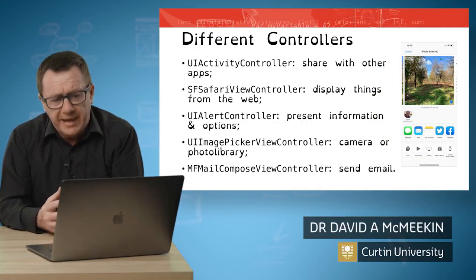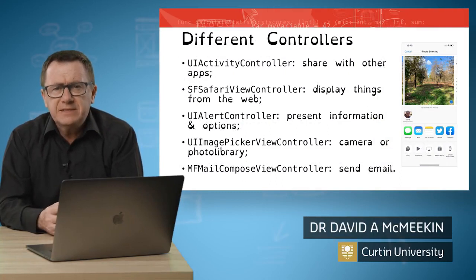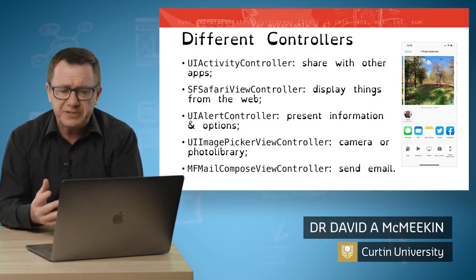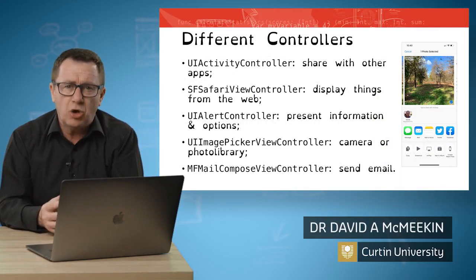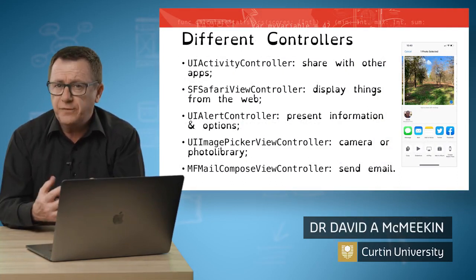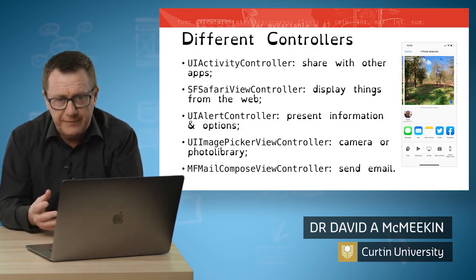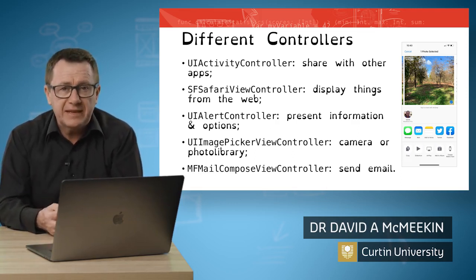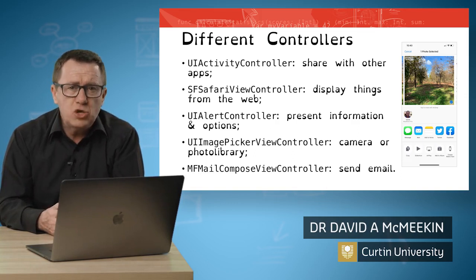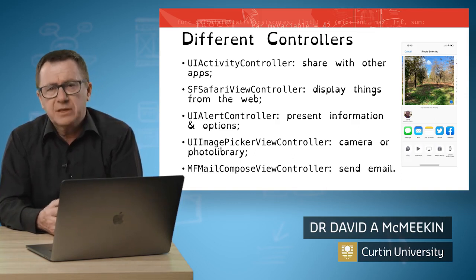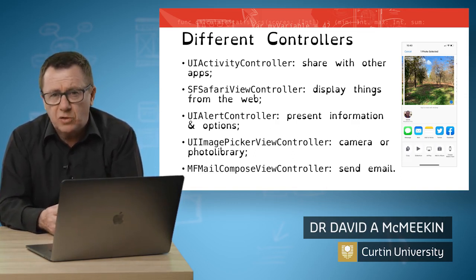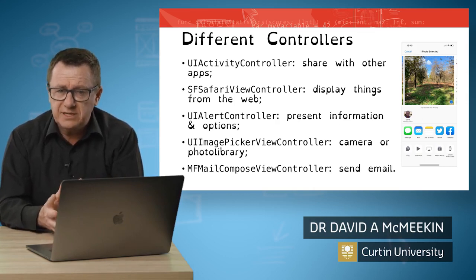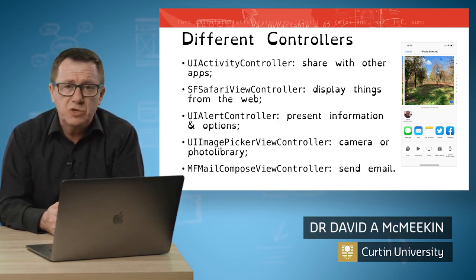We have the UI alert controller, which allows us to present new information and options to the user, often in the form of an alert. Be careful, what are you doing? Again, alerts are things that we're fairly familiar with. There's the UI image picker view controller. Again, you've used it, you just didn't realize you were using it.